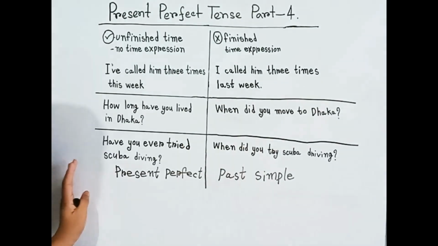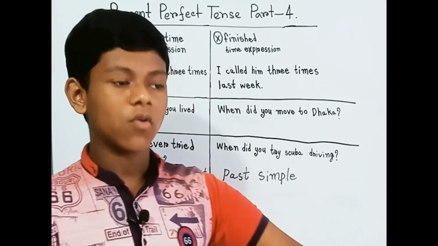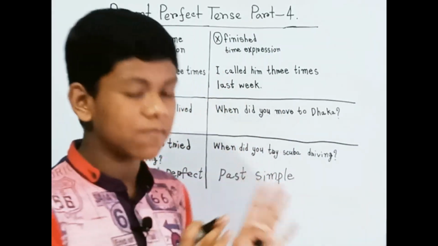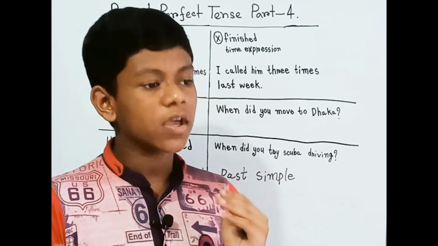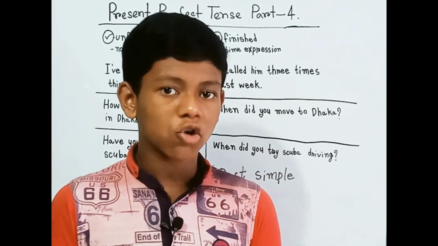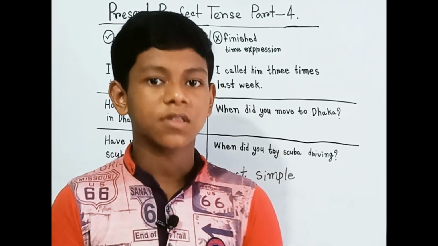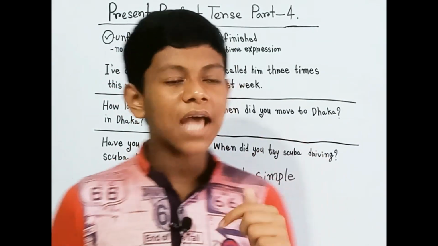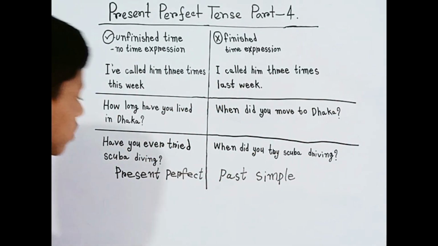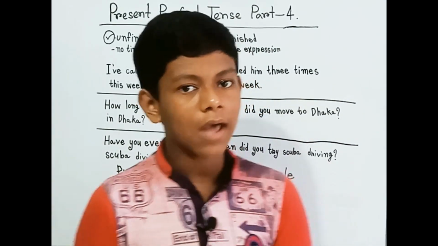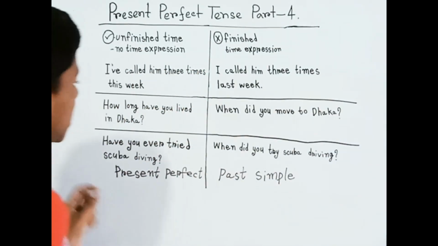And if we talk about the unfinished time expression, that is a timeline that hasn't finished yet. For example, this week, this day, this month, it's not over. So with the unfinished time expression, you have to use the present perfect. So let's look at how both of them are used.